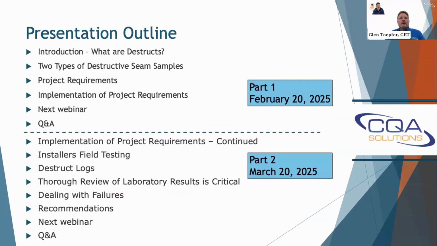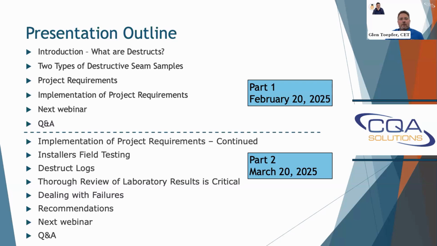So I'll start with the outline here, going over part one that we did a month ago and moving into part two. What are destructs? Basically, I discussed in part one that they're testing the integrity of the seam. You're looking at your strength, peel incursion, and elongation of shear. Make sure they meet the project requirements. There's two types of destructive seam samples: end coupons and the interval samples. We'll get into those a little bit. I'm not going to go into the end coupons a whole lot in this presentation.